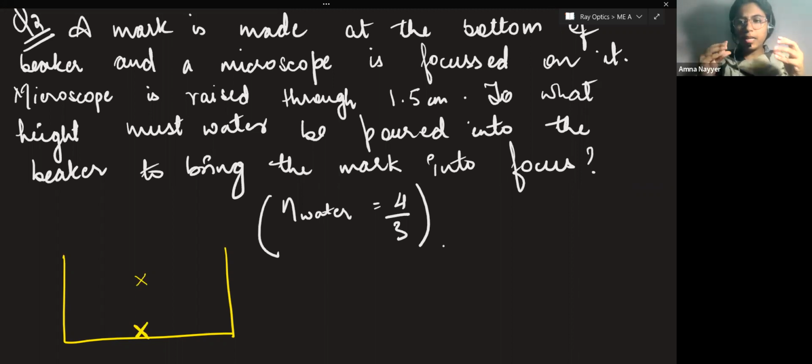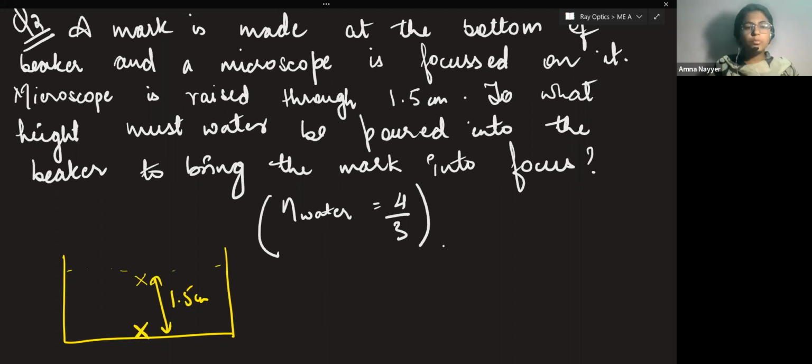When you focus it through the adjusting knobs, fine focus is also there, gross focus is also there. So when you focus it using a microscope at a particular point, now you are able to get it. This is 1.5 centimeters. So to what height must water be poured into the beaker to bring the mark into focus? It means how much water has to be kept so that we are able to see this length. So this is what length? Real length, and the refractive index of water is given.